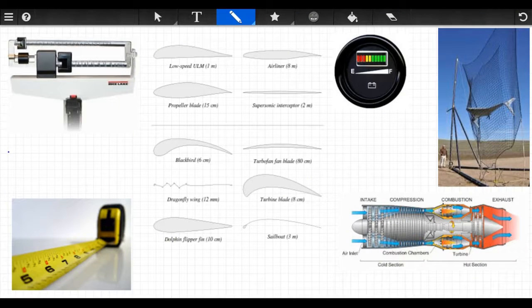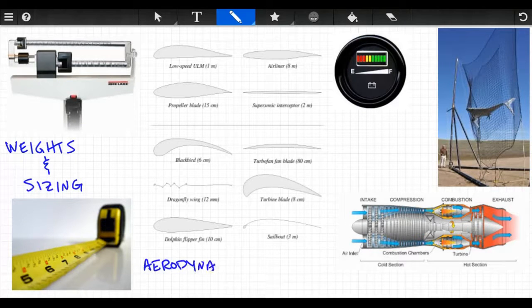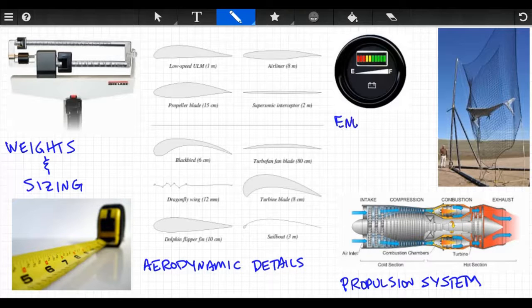In preliminary design, when we specify an aircraft, we determine how much it's going to weigh, how big it's going to be. We determine some basic characteristics of the airfoils and other aerodynamic details. We determine the propulsion system. Are we going to use a jet engine or a propeller? Or are we going to use an electric-powered prop? We determine energy capacity, battery size, or fuel volume, and we determine how the aircraft is going to get on and off the ground.